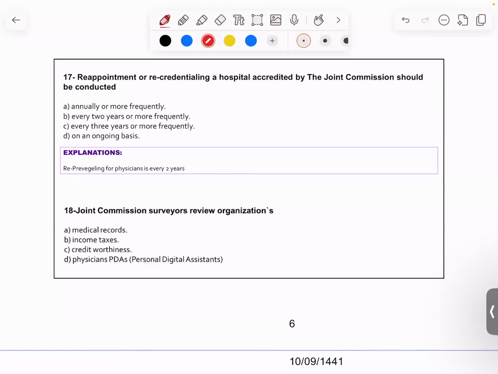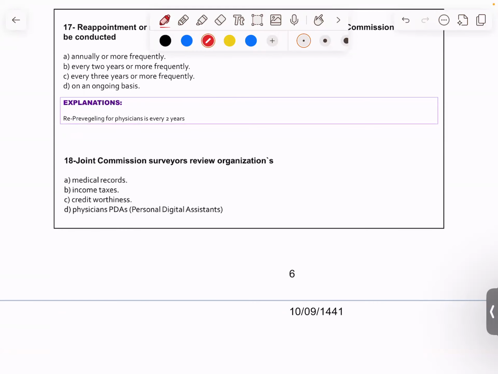Reappointment or recredentialing of a hospital accredited by the JCI should be conducted: A, annually or more frequently; B, every 2 years or more frequently; C, every 3 years or more frequently; D, on an ongoing basis. C. Excellent. So let's look at the reappointment process in healthcare organizations. How often does JCI accreditation require reevaluation? Every 3 years. Yes, very good.